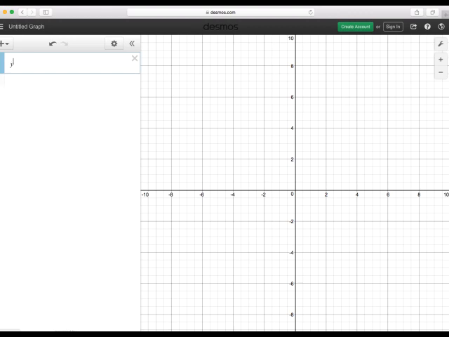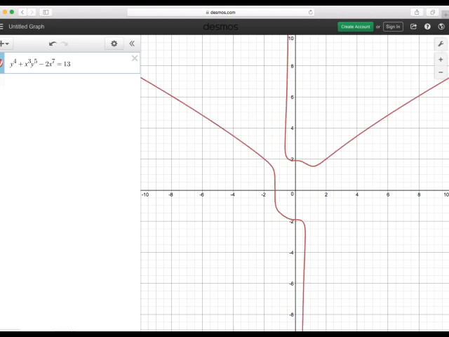So, y to the fourth plus x cubed y to the fifth minus 2x to the seventh equals 13. As you can see, that's definitely not a function. Our graphing calculator will not do that.